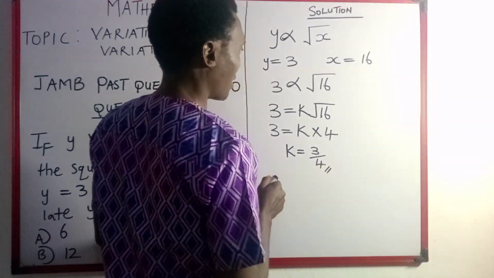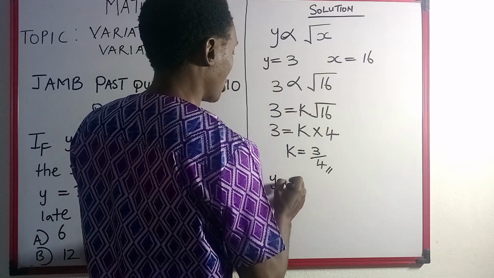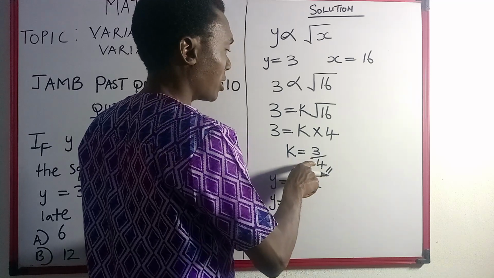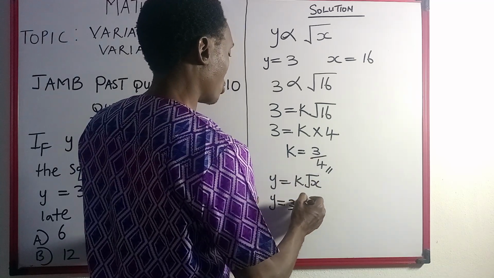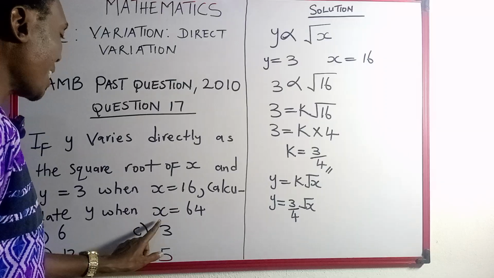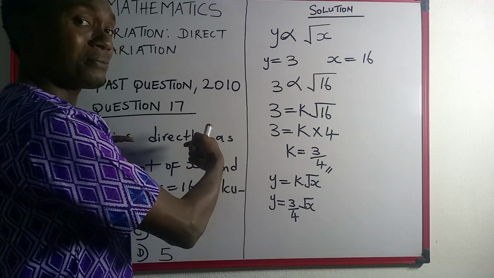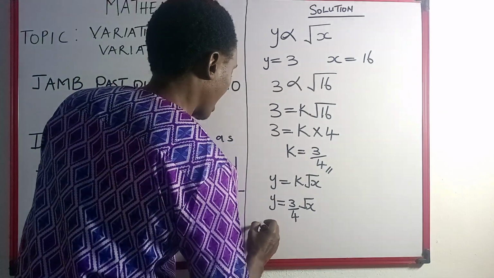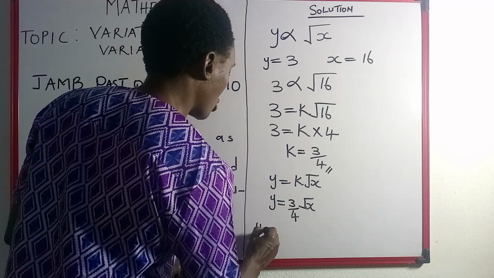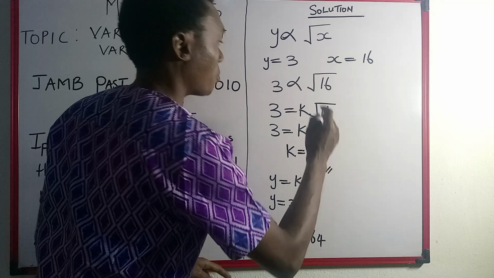64. Now, since we know the value of this k, it means that if we put this k inside here, we're going to have y is equal to k square root of s, right? Okay, so y is equal to, what's our k? 3 over 4, which is square root of s. Now the question says we should find y when s is 64. This is the second part of this direct variation. So k is already 3 over 4. So we are looking for y, question mark, when s is 64.